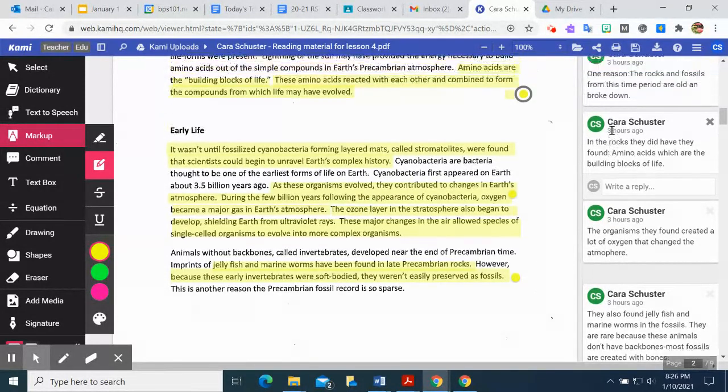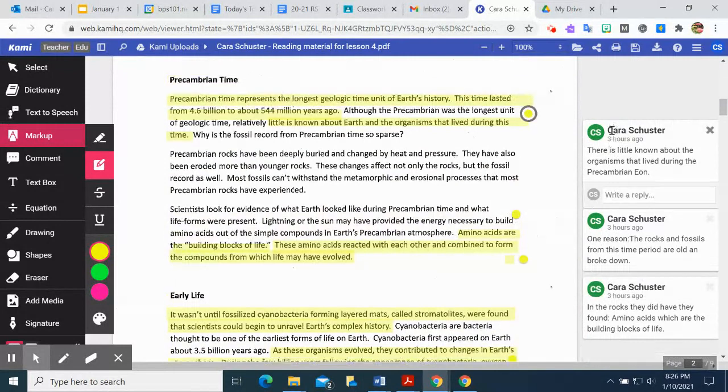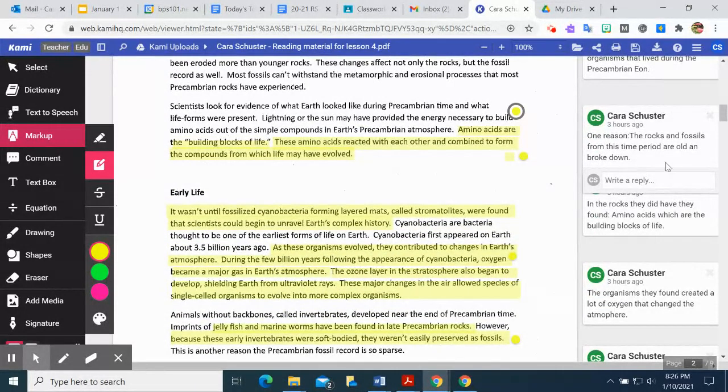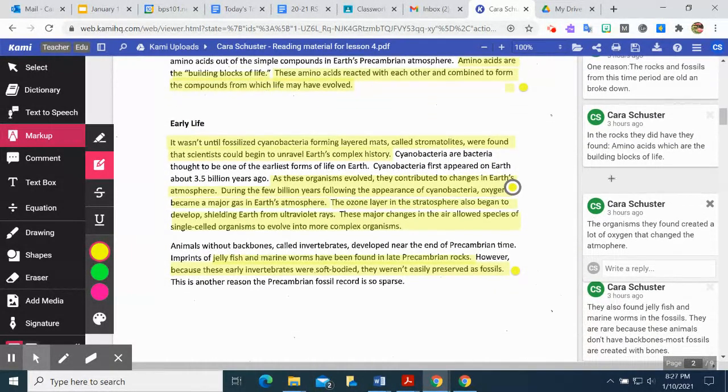So here are the important parts of this article. There's little known about the organisms that lived during the Precambrian eon. Remember, eon is the longest amount of time. One reason is that the rocks and fossils from this time period are old and broke down. In the rocks they found amino acids, which are the building blocks of life.